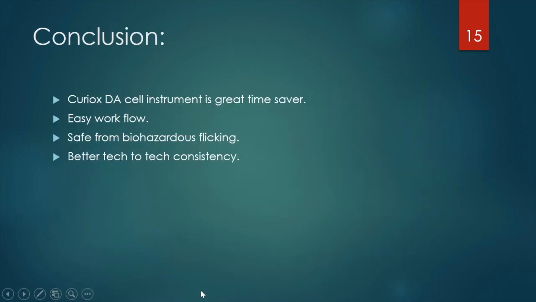So to conclude, what we could say is that the Curiox DSL instrument is a great time saver. It's an easy workflow. And if you have a tabletop incubator and refrigerator, you can sit at your bench and complete the staining without getting up. You could just find an article to read during your incubation steps. It's safer as there is no biohazardous flicking, and there's better tech-to-tech consistency. Techs still need to mix the cells and serum or cells and antibodies, so this variability is beyond the Curiox instrument. It is mainly for washing of your cells.